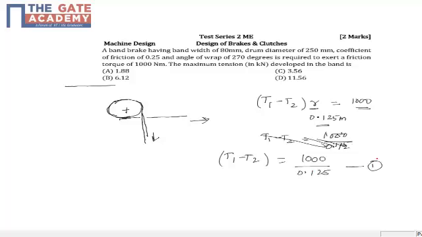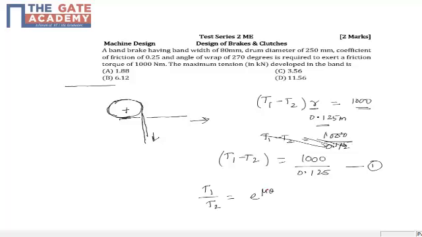We'll come back here. The other equation is how these tensions are related. Now T1 is the maximum tension, T2 is the minimum. So T1 by T2 is related as e power mu theta. This is how the tensions are related, and this we obtain by taking only the band portion and studying the friction relation between the tensions T1 and T2. We get this relation.